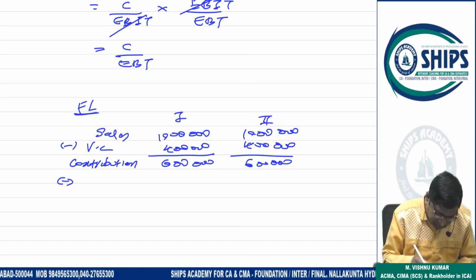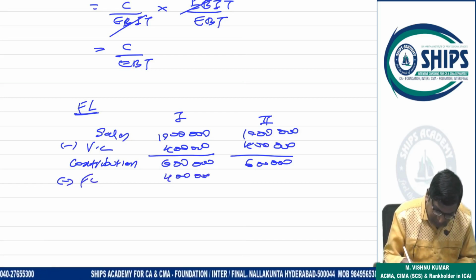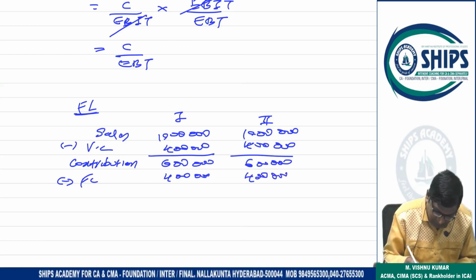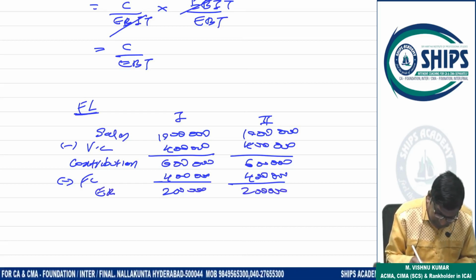Next is fixed cost. Okay, we will keep 4 lakh here. Here also we will keep 4 lakh. Next, this is EBIT.